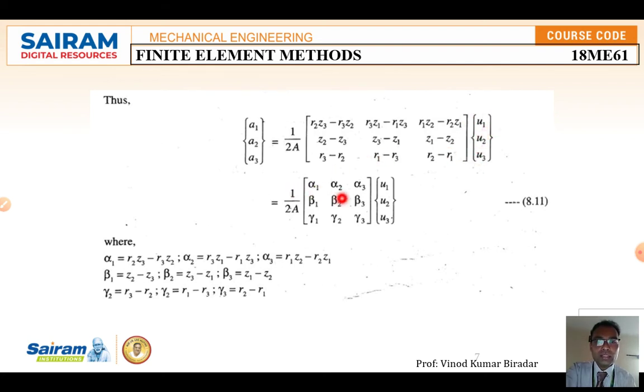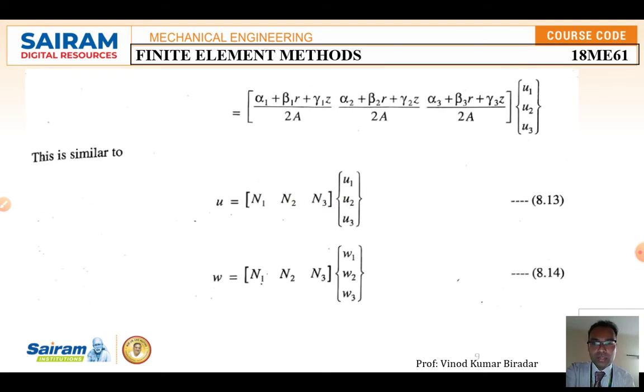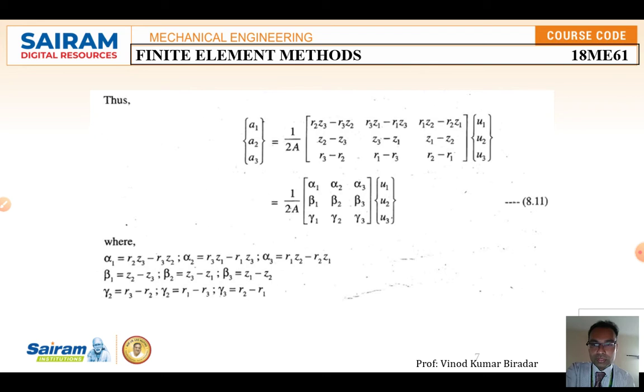And this is equal to 1 by 2A. For easy simplification, let us assume the first row as alpha 1, alpha 2, alpha 3, beta 1, beta 2, beta 3, and gamma 1, gamma 2, gamma 3. So a1 a2 a3 is equal to 1 by 2A times [alpha 1 alpha 2 alpha 3; beta 1 beta 2 beta 3; gamma 1 gamma 2 gamma 3] times [u1 u2 u3]. Here alpha is equal to this value, the same value I have to write down, r2 z3 minus this one, the alpha 2 and alpha 3 values, and beta is beta 1 beta 2 beta 3, and this is gamma 1 gamma 2 gamma 3. That value you have to write down here. Give another equation number, that is equation number 4 or 8.11.